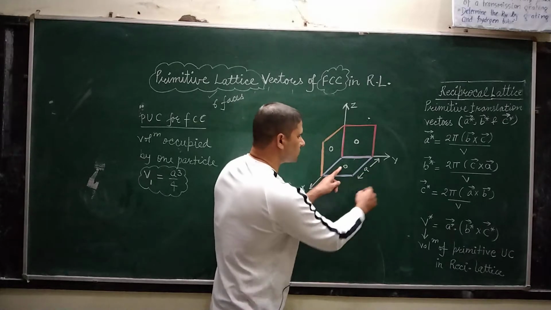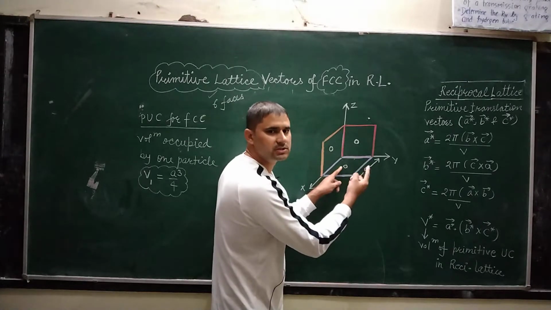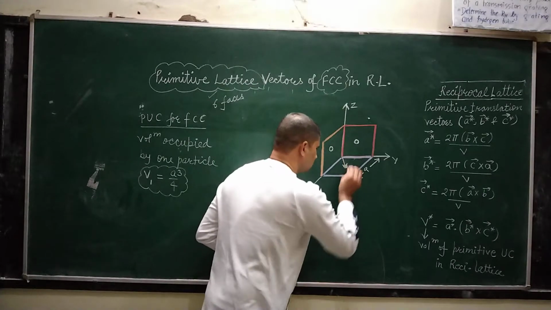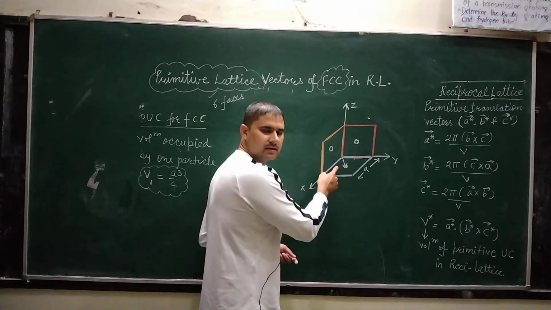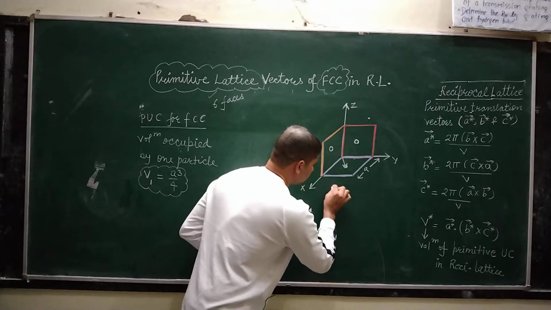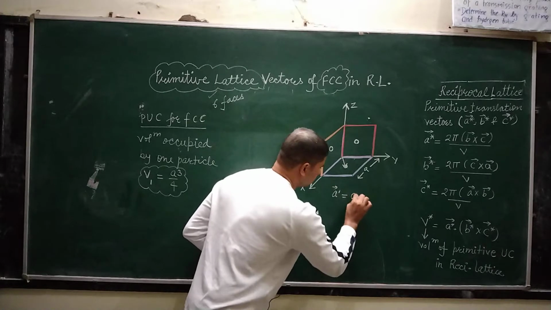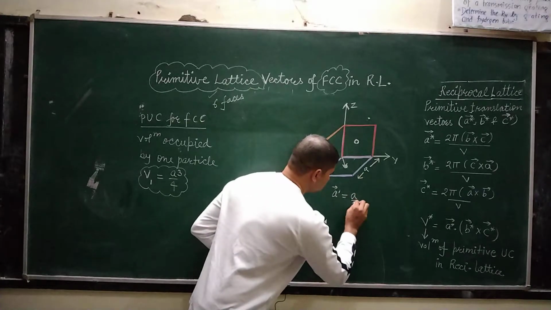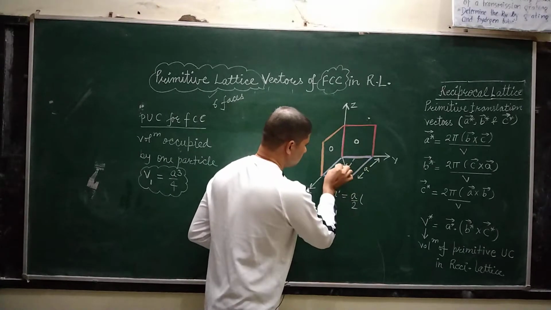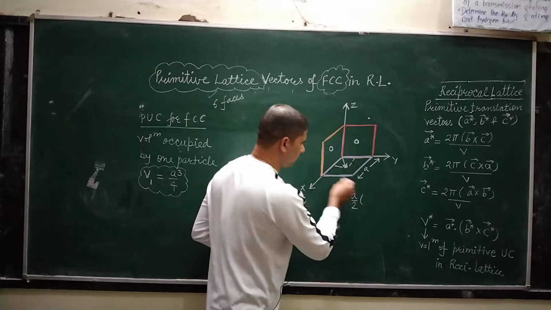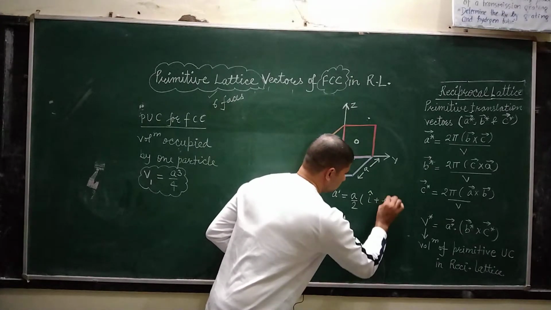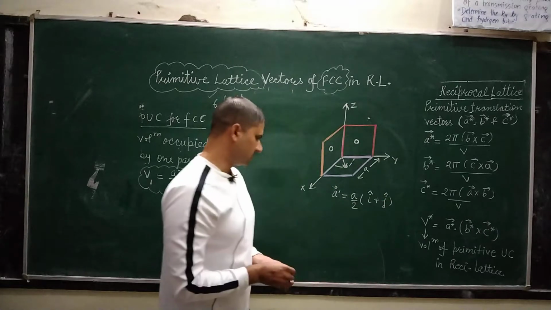Because this is in the XY plane, Z will be 0. So if you write the position vector for this face center, it will be vector A dash, equal to A by 2, and since it is in between the X and Y directions, I will write here unit vector I plus unit vector J.